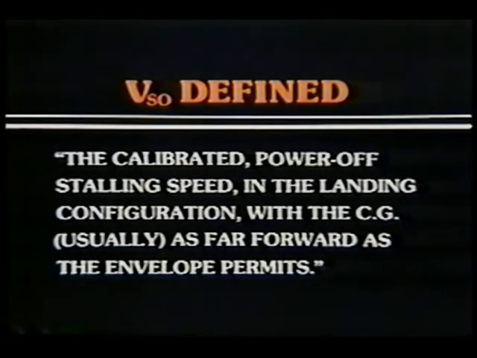For the purpose of this discussion, VSO refers to the calibrated power-off stalling speed of an airplane when it's in its landing configuration, and usually with the center of gravity, or CG, as far forward as the envelope permits. And since that's what VSO is, then it's reasonable to assume that 1.3 VSO is a speed that is 30% greater than the VSO. Okay?